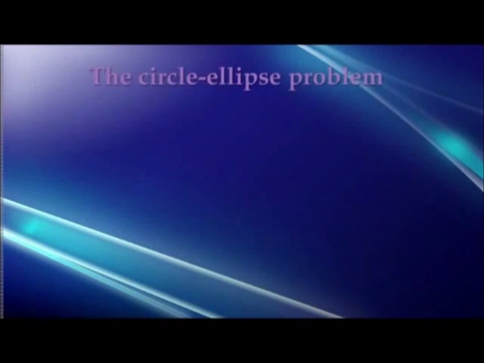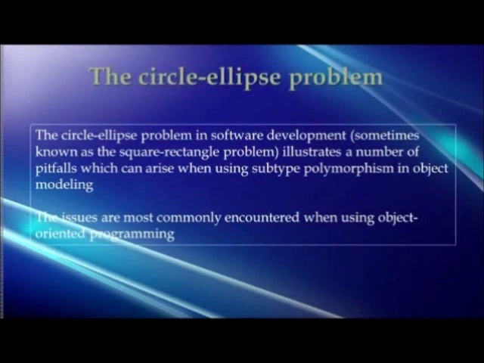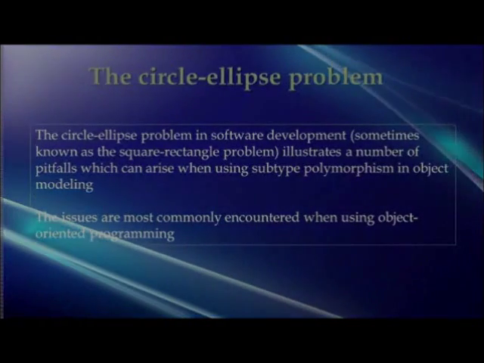The circle-ellipse problem. The circle-ellipse problem in software development, sometimes known as the square-rectangle problem, illustrates a number of pitfalls which can arise when using subtype polymorphism in an object model.